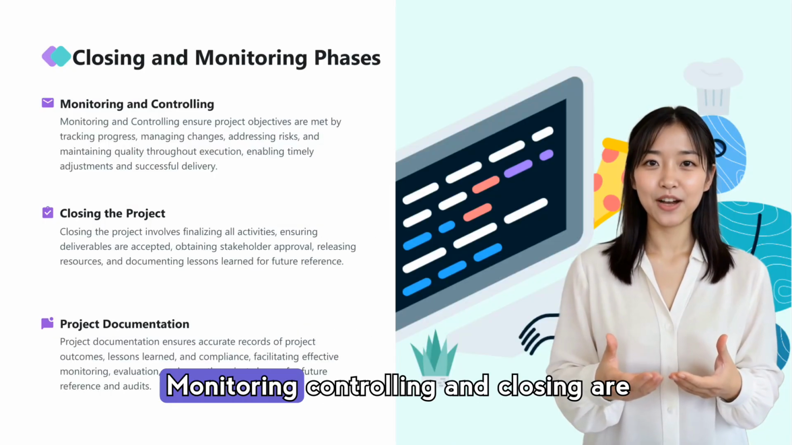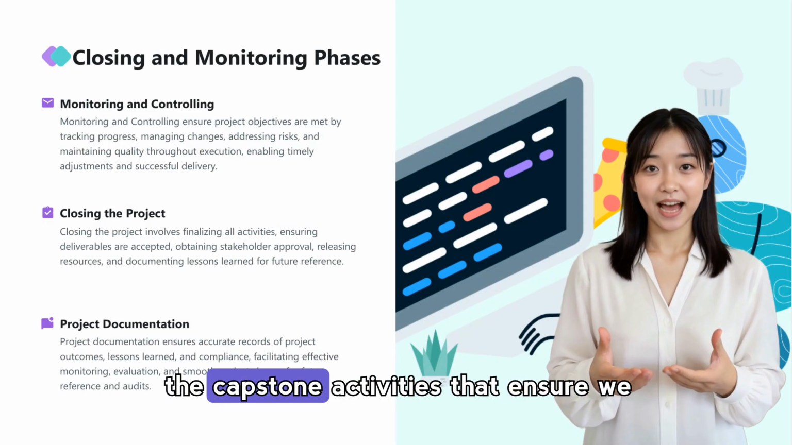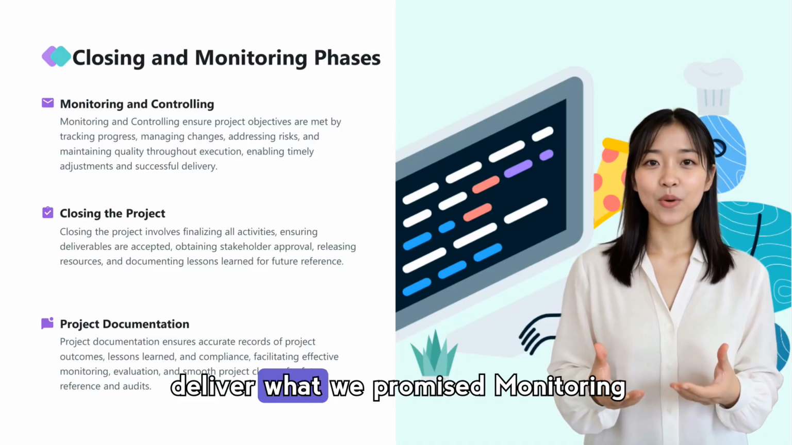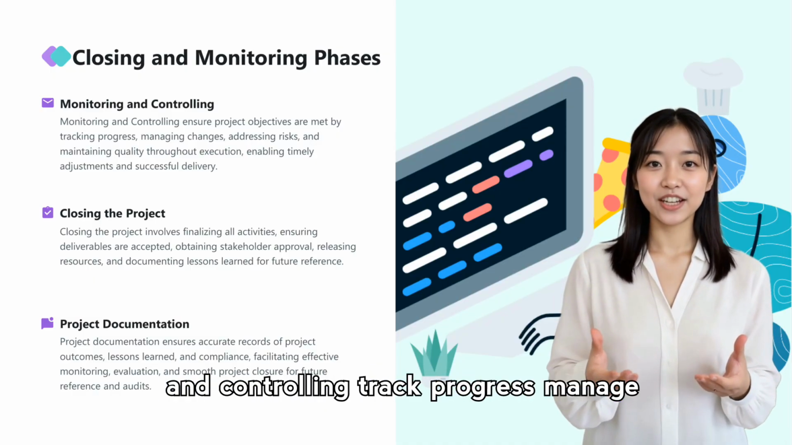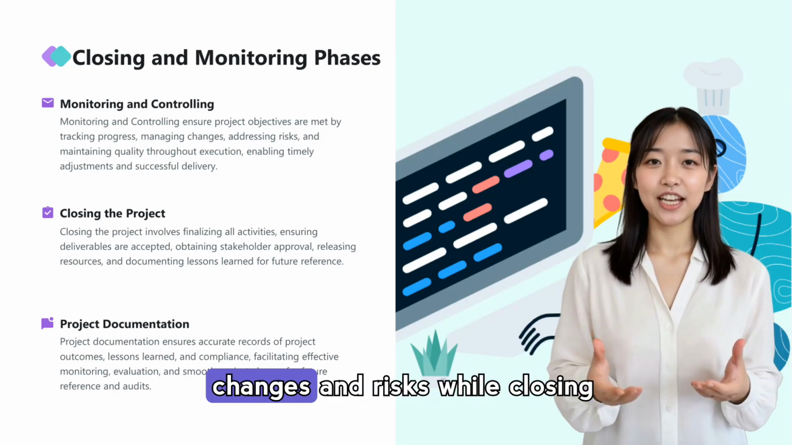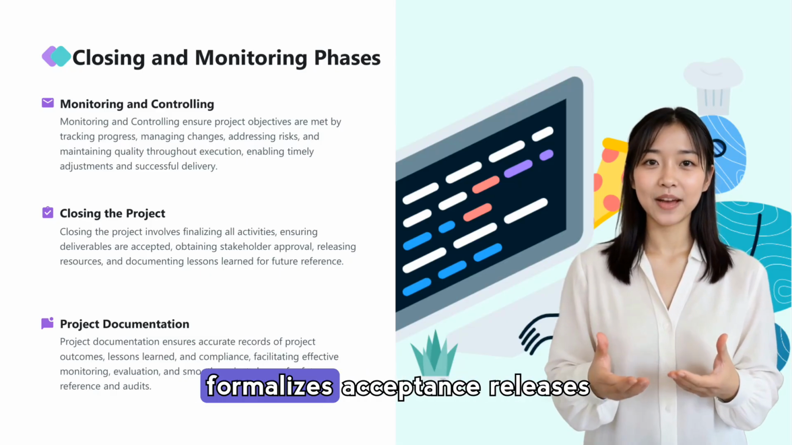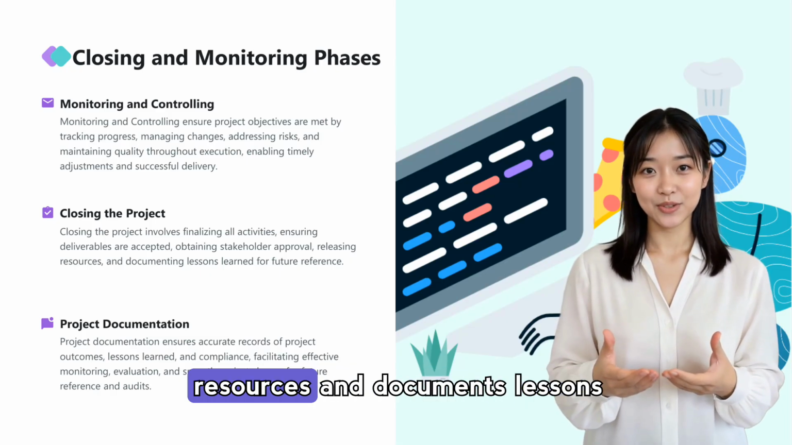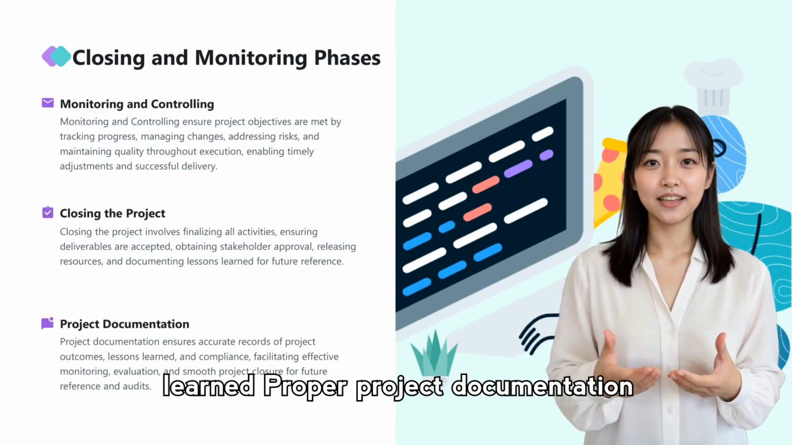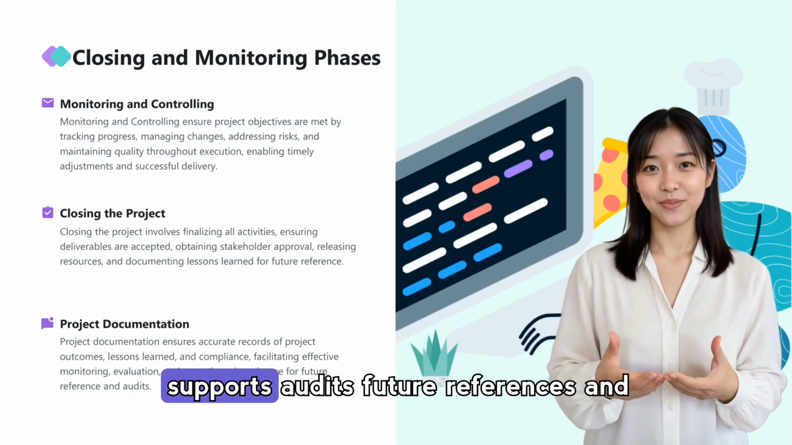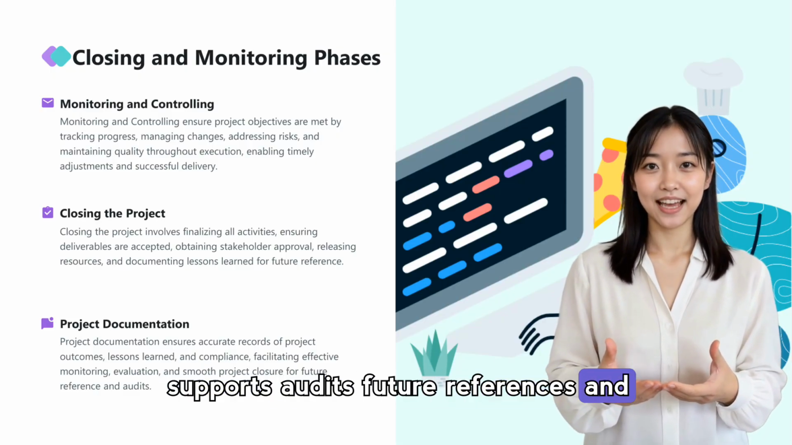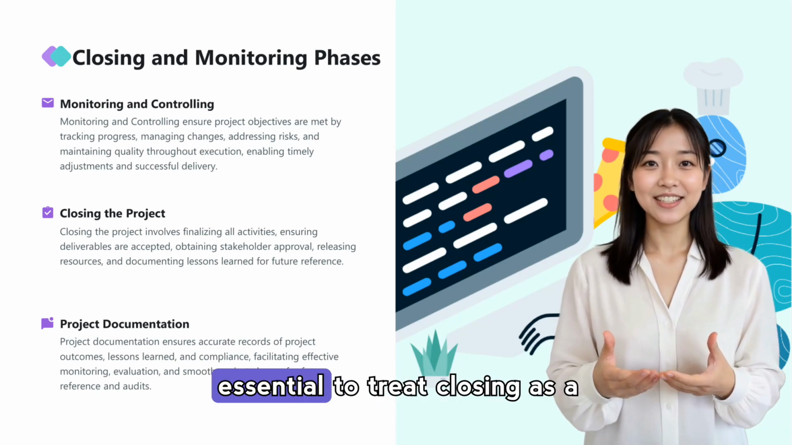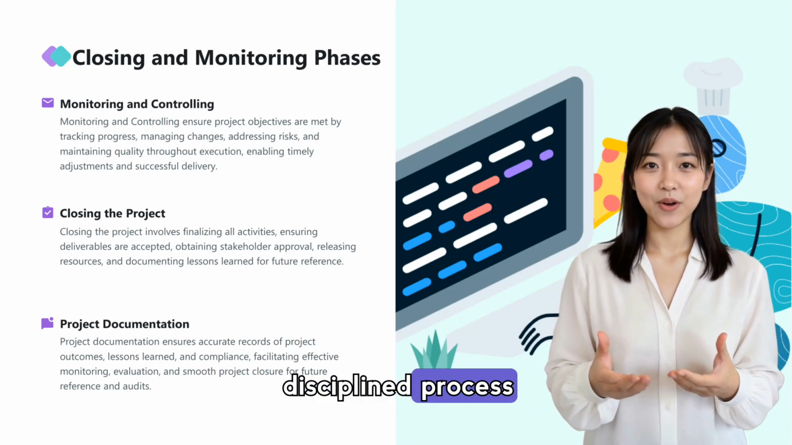Monitoring, controlling, and closing are the capstone activities that ensure we deliver what we promised. Monitoring and controlling track progress, manage changes and risks, while closing formalizes acceptance, releases resources, and documents lessons learned. Proper project documentation supports audits, future references, and continuous improvement, so it's essential to treat closing as a disciplined process.